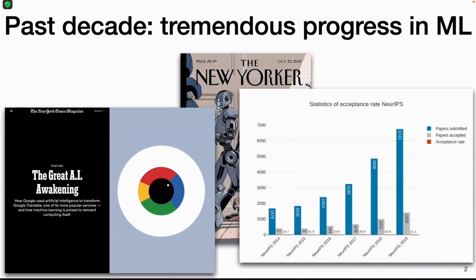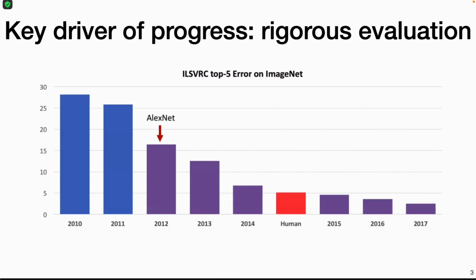Over the past decade, there has been a ton of progress in machine learning, especially in computer vision, with many exciting research advancements. And today we look at one of the key elements that enabled all of this progress. And this is rigorous evaluation. I'm sure everyone has seen a plot like this before. This is progress on ImageNet over the past 10 years.